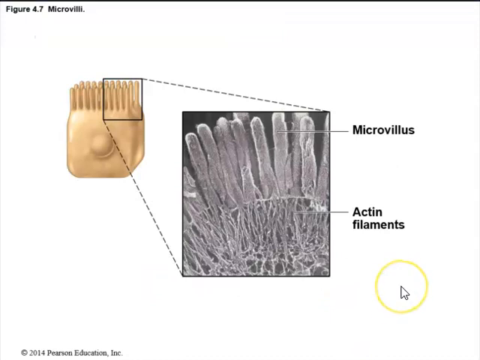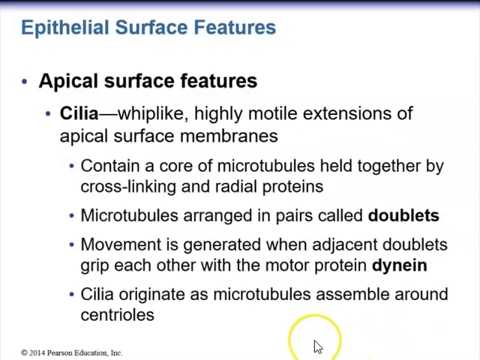So here we see a picture of the microvilli. We have one microvillus and we have actin filaments here located just deep to that. Another type of apical surface feature are cilia. Cilia are actually whip-like, highly motile extensions of apical surface membranes. They contain a core of microtubules that are held together by cross-linking and radial proteins. We have microtubules that are arranged in pairs called doublets.